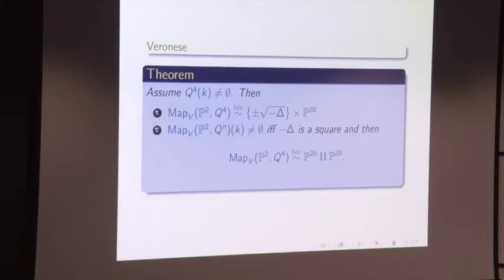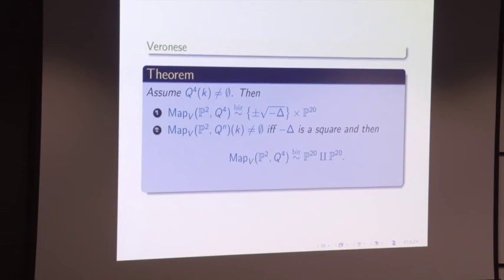Okay, so then let's see what the solutions are, and the most interesting is to understand the Veronese components. I told you that there are two components. They both have dimension 2. They are essentially just P2, at least they are birational to it.